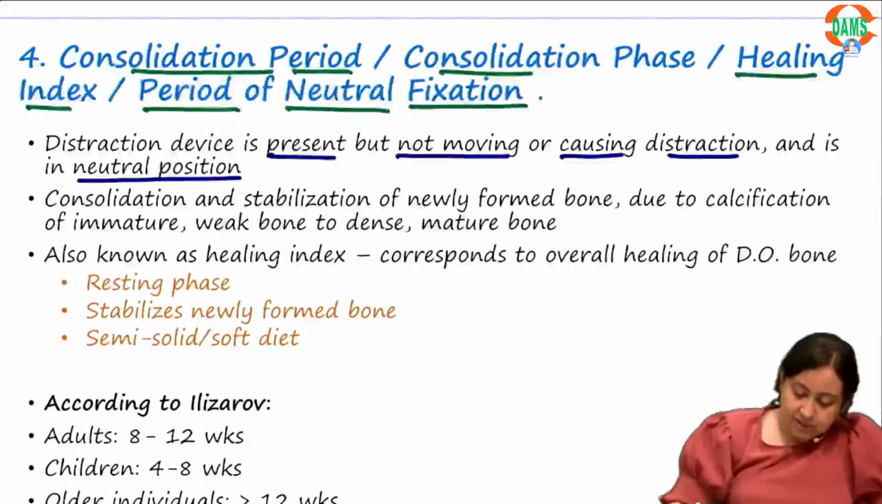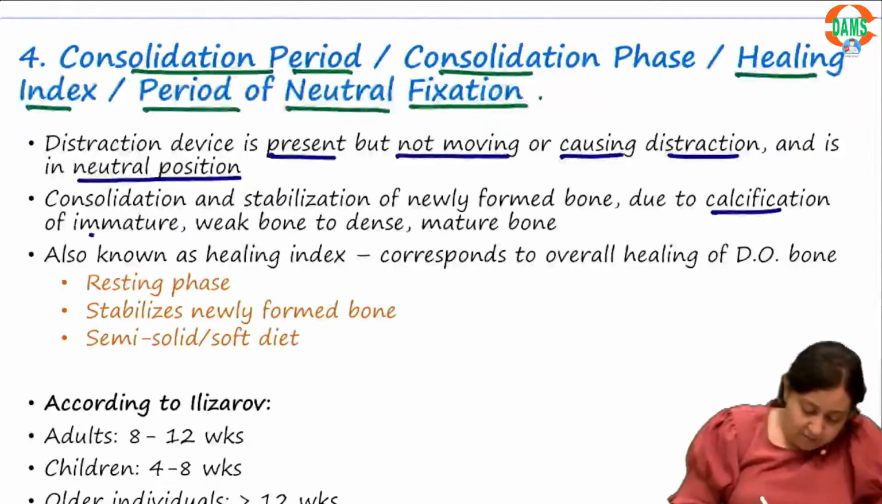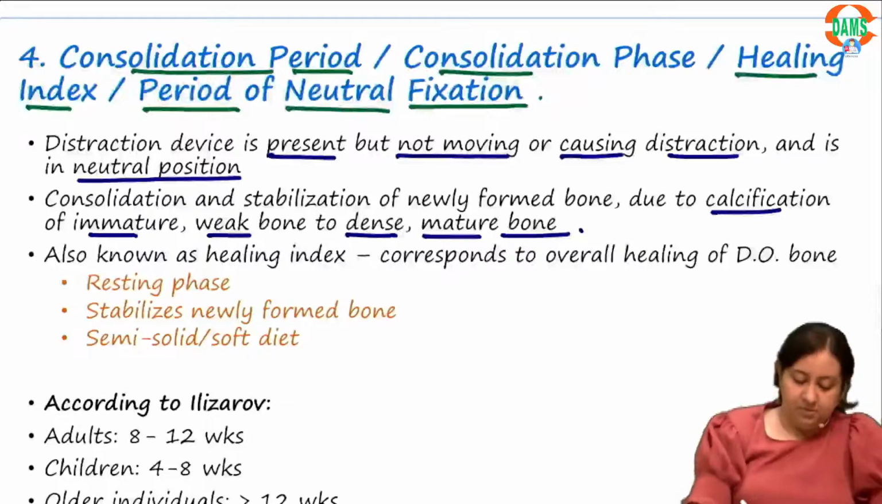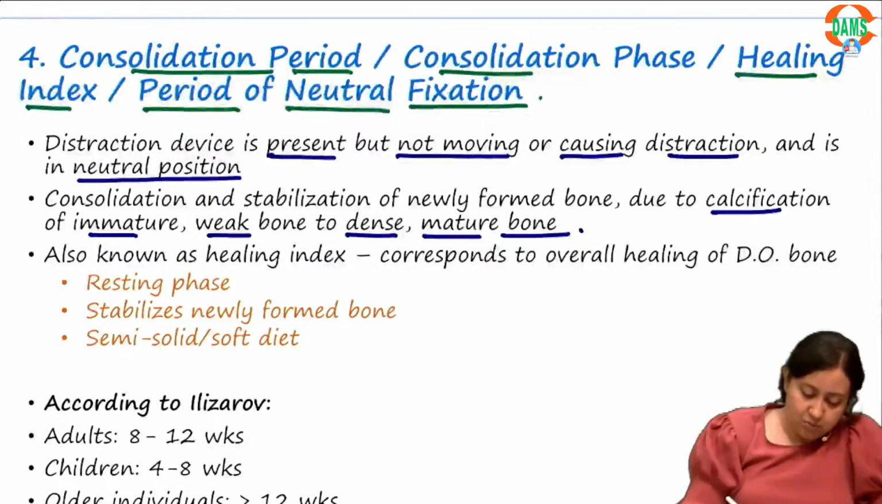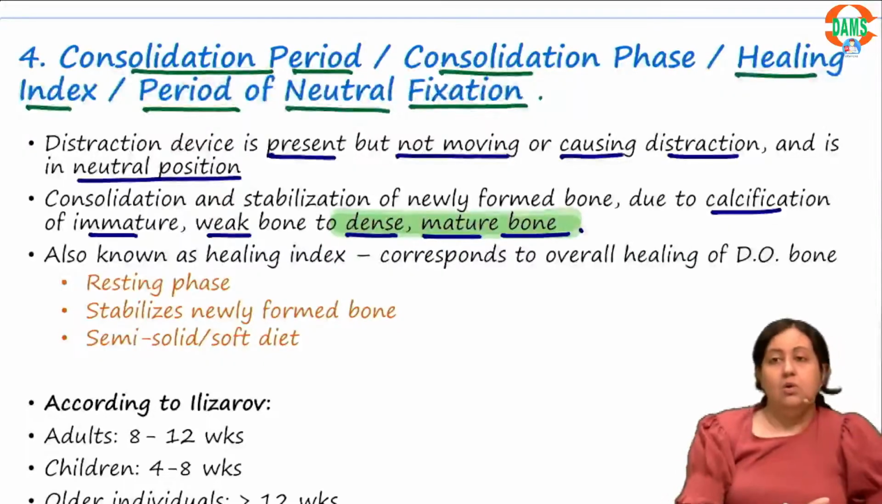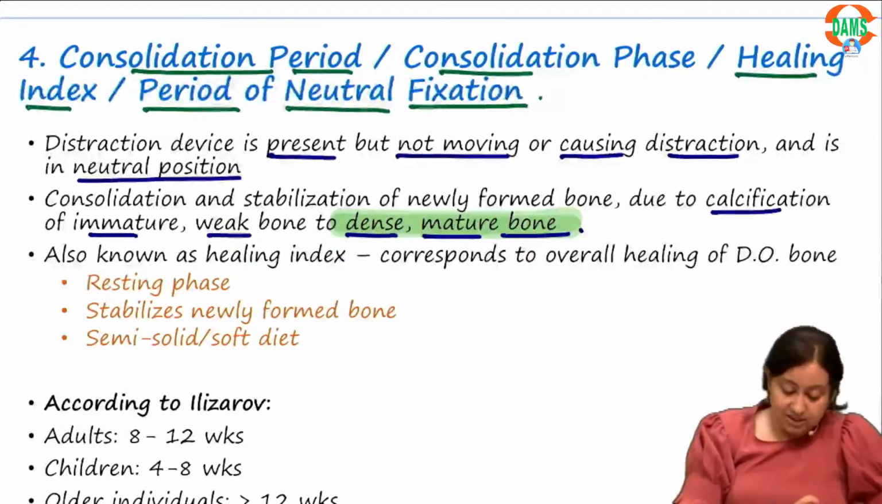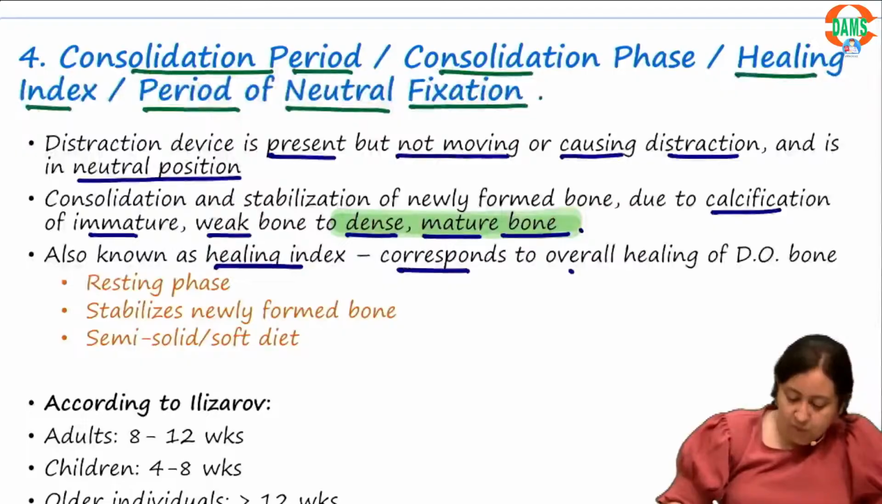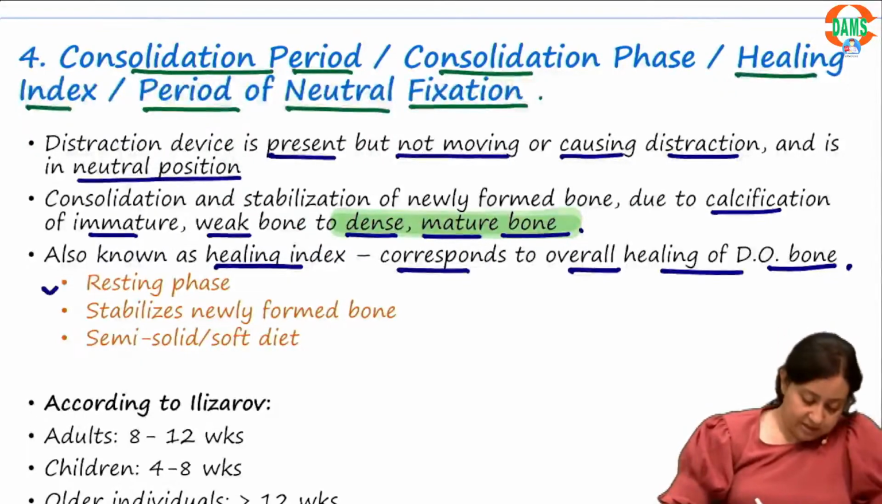Consolidation and stabilization of newly formed bone due to calcification of immature weak bone to dense mature bone. Okay, this is what is happening. Calcification and stabilization is happening. It is also known as the healing index, which corresponds to overall healing of the distraction bone. So it is the resting phase.